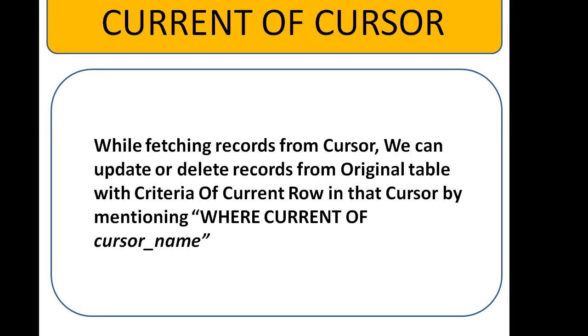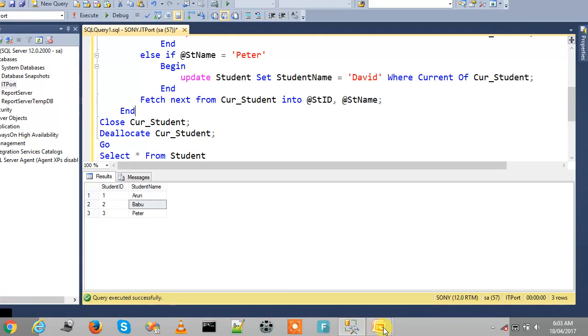These statements are used in the cursor fetching process. That is, while fetching records from a cursor, we can update or delete records from the original table with the criteria of the current row in the cursor by mentioning WHERE CURRENT OF that cursor name. So it identifies the current row, matches the criteria condition with the original table, and executes the update or delete process. Let us check the simplest example for this.